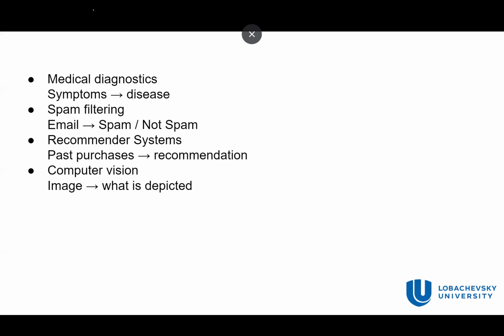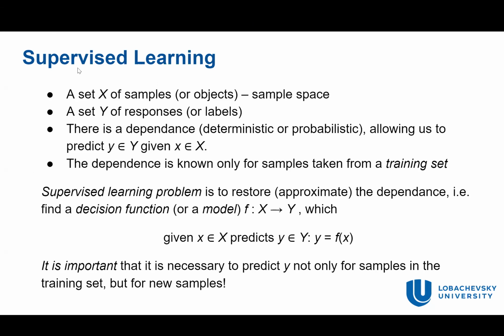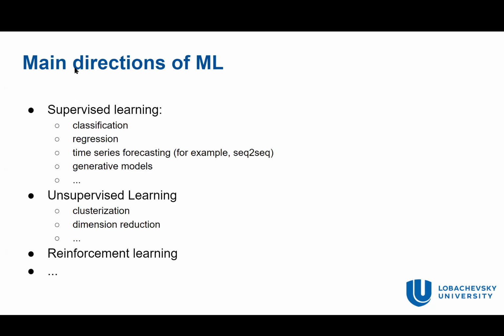On the previous lecture, we considered examples of machine learning problems, and we considered main directions in machine learning. They are supervised learning and unsupervised learning. Supervised learning includes classification problem, regression, time series forecasting, generative models, and so on. And unsupervised learning includes clusterization problem, dimension reduction, and so on.